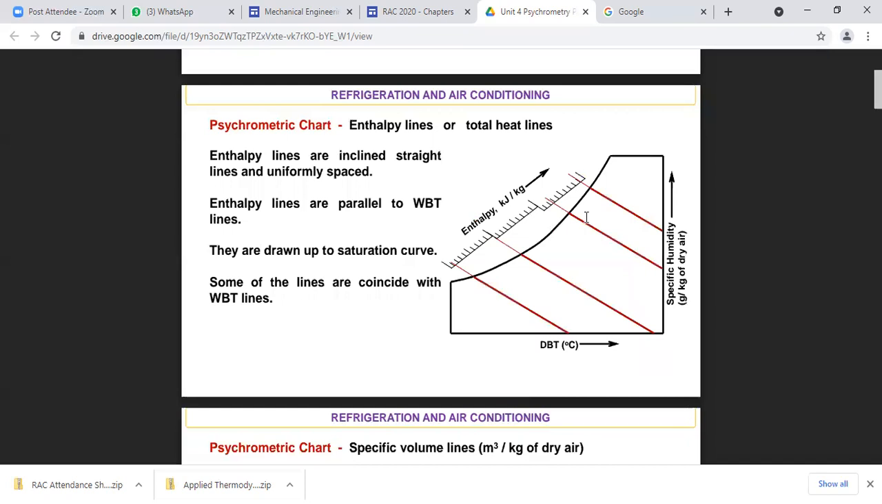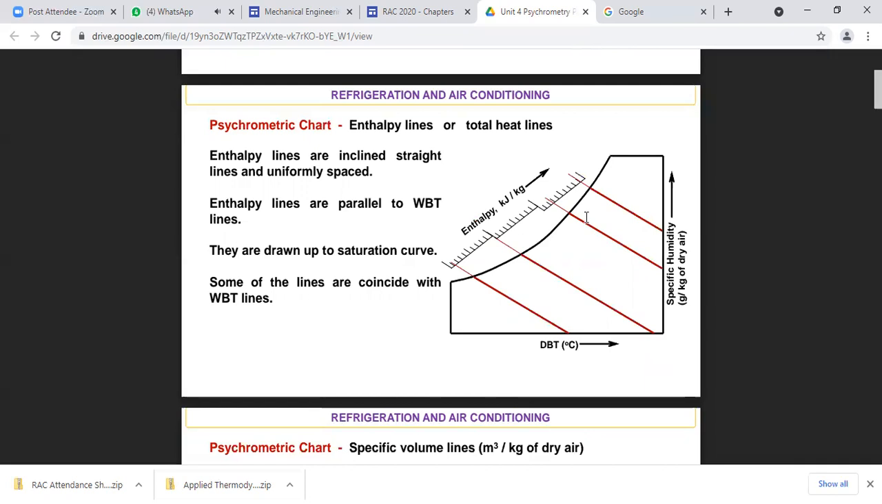So enthalpy is the summation of the internal energy plus the product of the pressure and volume. We can also say it is the total heat content of the air-water vapor mixture, also known as the enthalpy, or the sum of the sensible heat and latent heat.